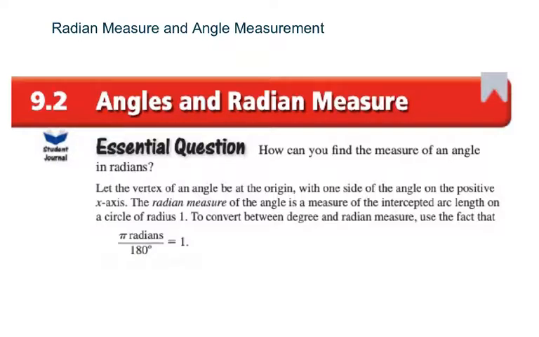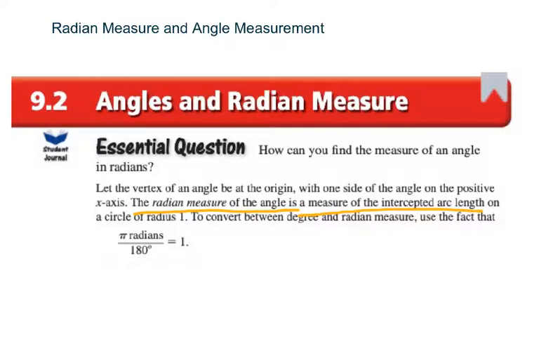9.2, as you can see, has to do with angles and radian measure. And you may ask yourself, what the heck is a radian? That's what most of the students I've ever taught have asked. So really, what a radian is, is a distance of an arc length. The radian measure of an angle, like any angle on a circle, is the measure of the intercepted arc length. On a unit circle, that's a circle of radius 1.